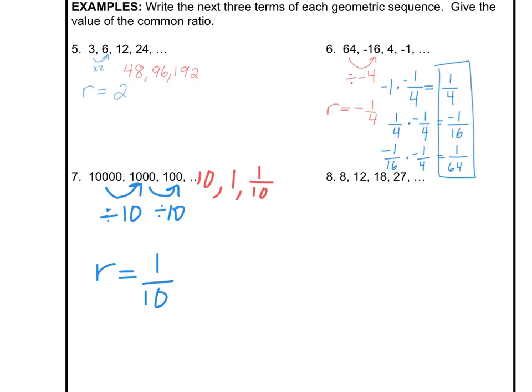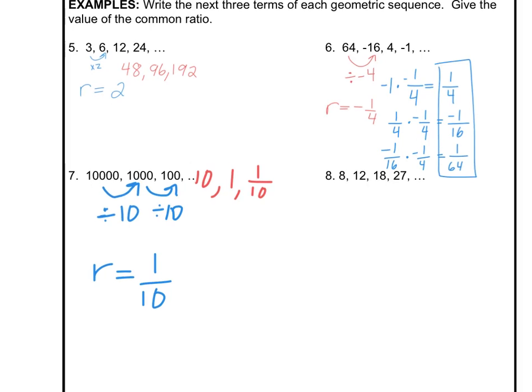All right, and then last one. I promise you, it's geometric. Do you know what it's multiplying by? I think so. What is it? 1.5. It is 1.5. Very good.